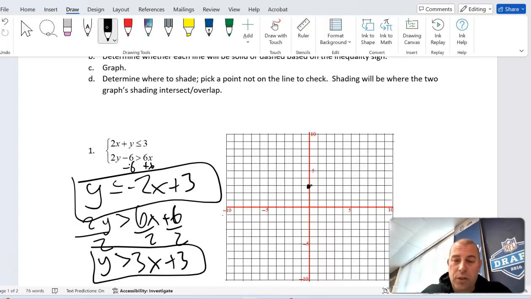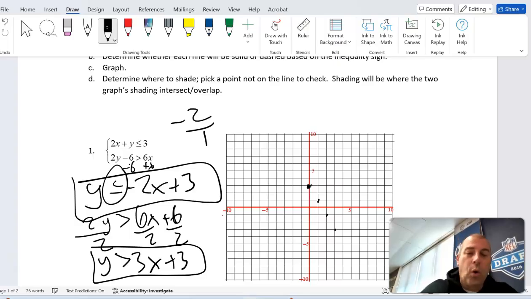Slope of negative 2. So down 2 to the right 1, down 2 to the right 1, down 2 to the right 1. Remember, it's rise over run. All right. So I'm going to make it a fraction. Shaded. I'm sorry. I'm getting ahead of myself. Solid line. Man, that took a while to come out there because of the or equal to.